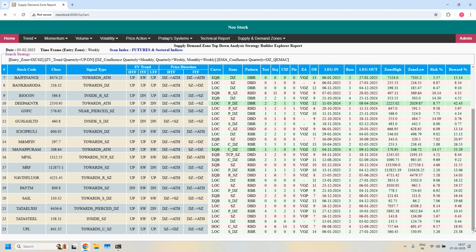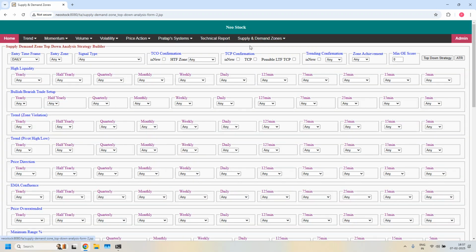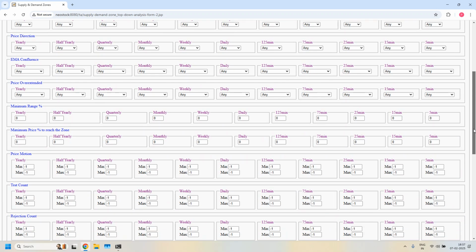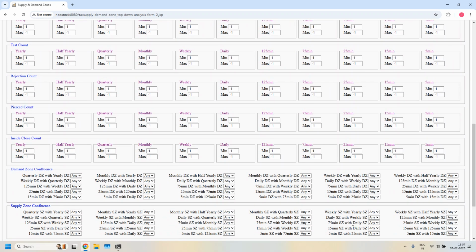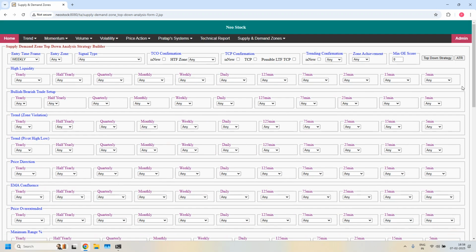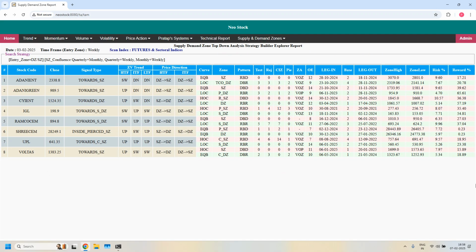Similarly, we can also look for weekly, monthly and quarterly supply zone confluence supported stocks. So weekly time frame. In the supply zone confluence, I am setting the 3 filters. Weekly supply zone with monthly supply zone confluence, weekly supply zone with quarterly supply zone confluence, and monthly supply zone with quarterly supply zone confluence. With all the 3 filters enabled, we got 8 stocks.